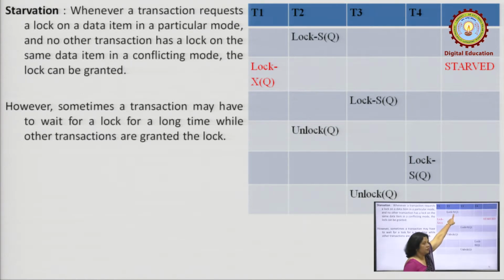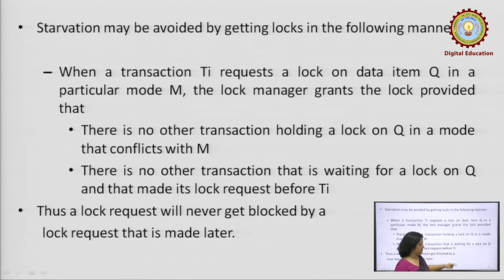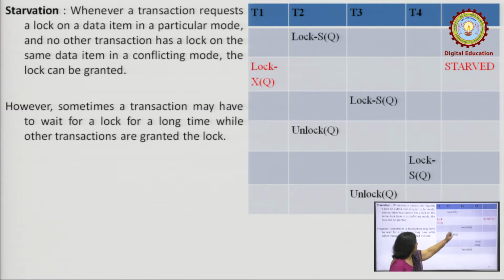Here T2 was holding a shared lock. So, when T3 requested the shared lock, it got the shared lock, because a shared lock is compatible with a shared lock. So, on unlocking of the data item Q by T2, T1 is still not able to get an exclusive lock on the data item Q. Next, T4 requests a shared lock on the data item Q, which it gets because T3 is holding the data item under a shared lock.